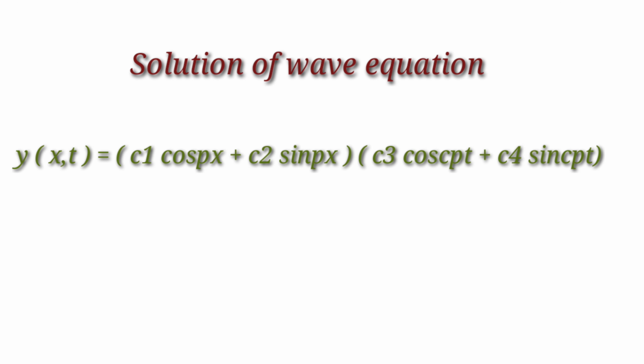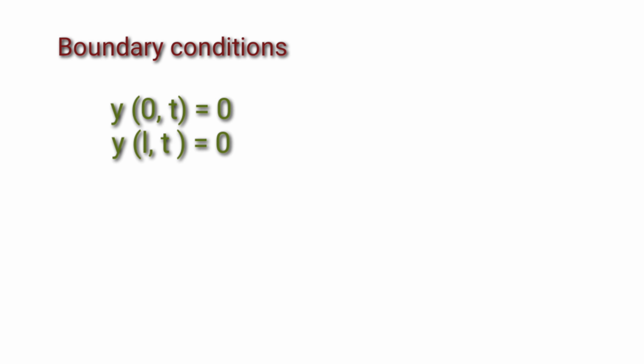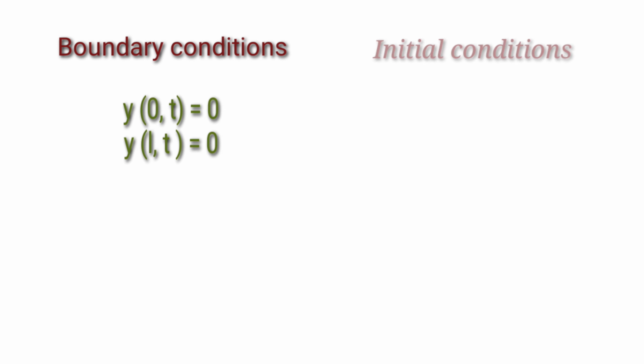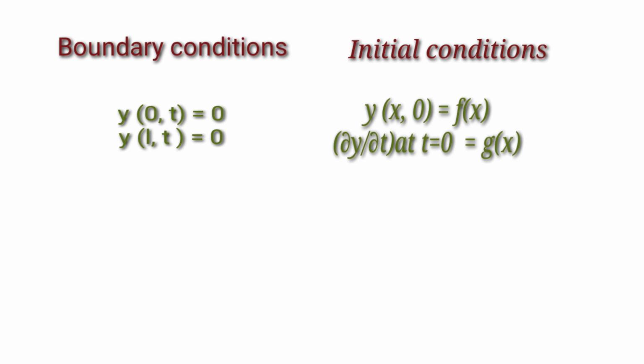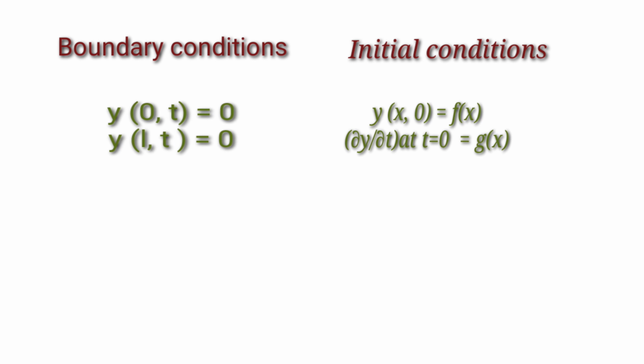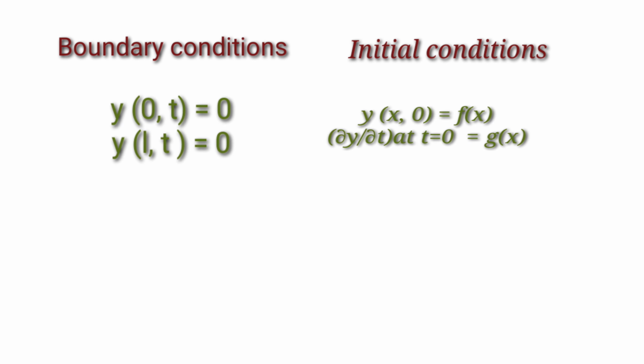If L is the length of the string, then the boundary conditions are y of 0,t equal to 0 and y of L,t equal to 0. Also, if the initial position of the string is f of x and the initial velocity is g of x, then the initial conditions are y of x,0 equal to f of x, and dou y by dou t at t equal to 0 is g of x.